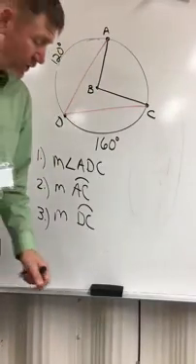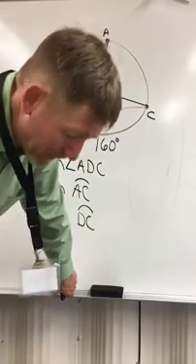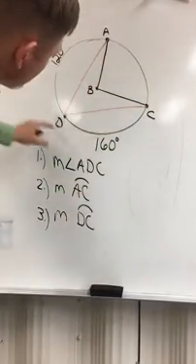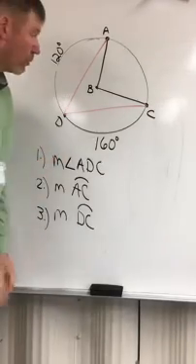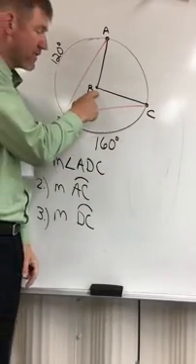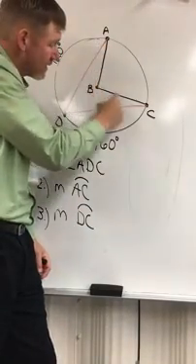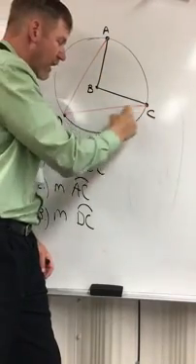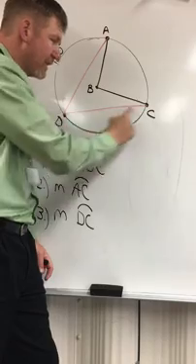Okay, video number 2. Hope you guys still have your notes out. What I want you to do is draw this circle here and label it just the same way I have it. This is the center B. This is the central angle ABC. This is the inscribed angle ADC.